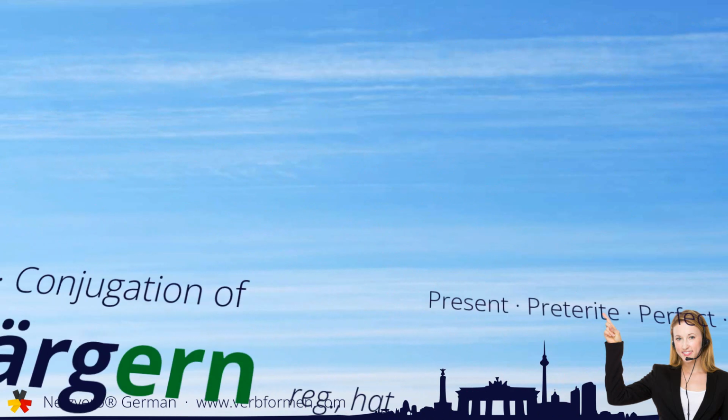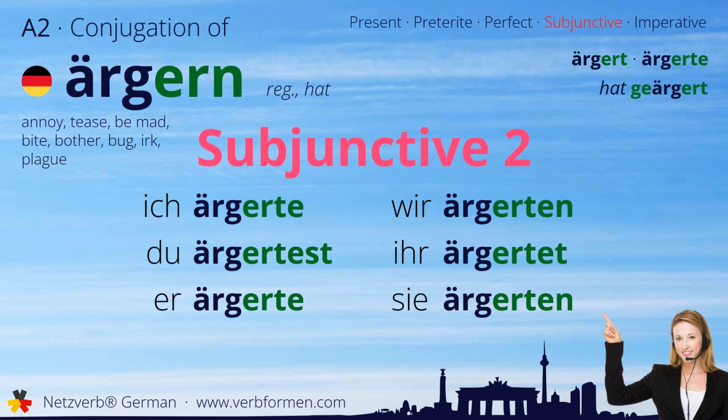Now we move on to the subjunctive two. Ich ärgerte. Du ärgertest. Ärgerte. Wir ärgerten. Ihr ärgertet. Sie ärgerten.